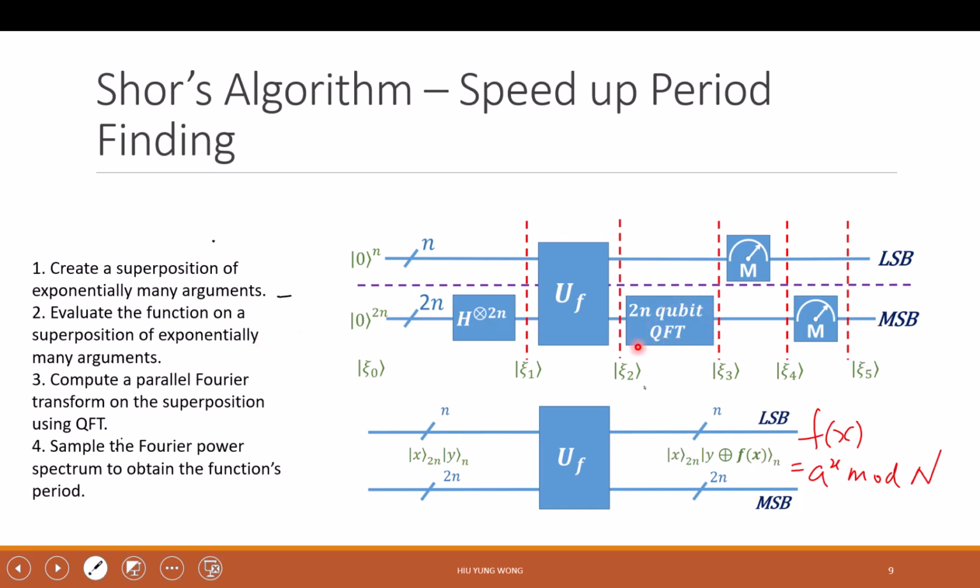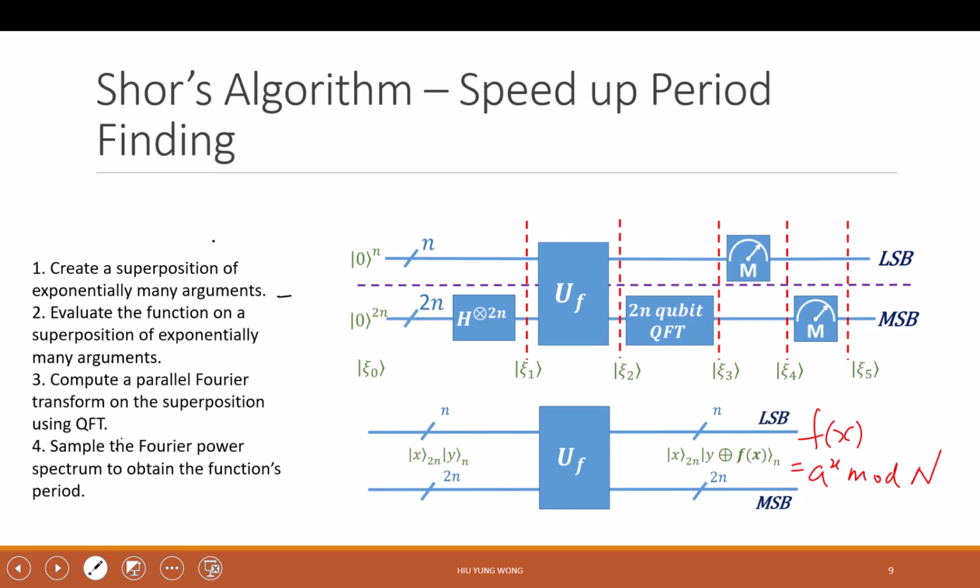And then you do some Fourier transformation. The reason is you try to do some constructive and destructive interference, so that those related states come out, and they represent the period of this function. Like what we did in Deutsch's algorithm, we did the quantum computation in parallel.